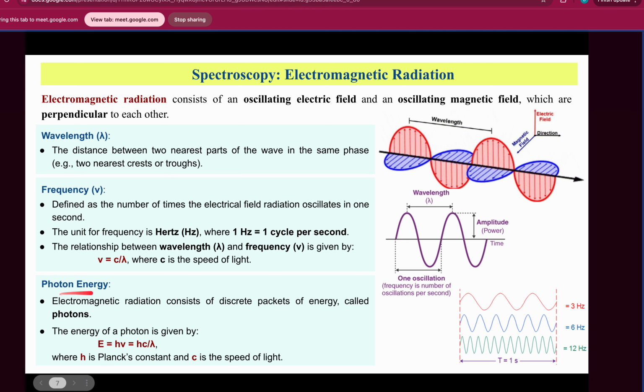And now the concept is of the photon. Electromagnetic radiations consist of discrete packets of energy, which are called photons. So this is a single photon. In this case, there are 4 photons, and each photon is a single packet which has both the electric and magnetic field. The energy of a photon is given by hν, where ν is the frequency. If we put the relationship between the frequency and wavelength into the equation, then it becomes hc/λ, where h is Planck's constant, c is the speed of light, and λ is the wavelength. This is the energy present in each single photon.